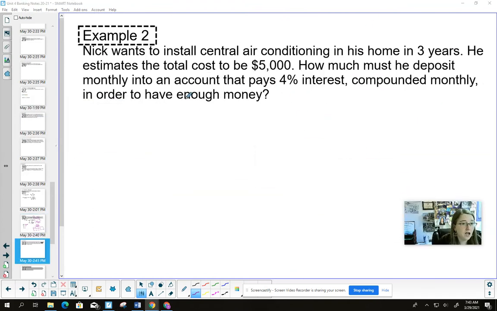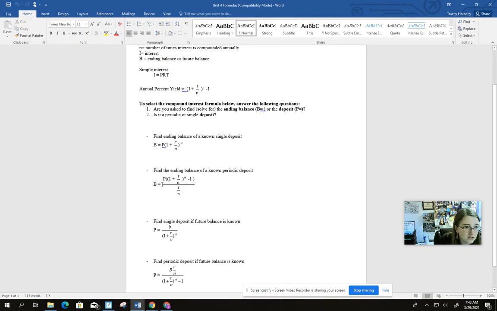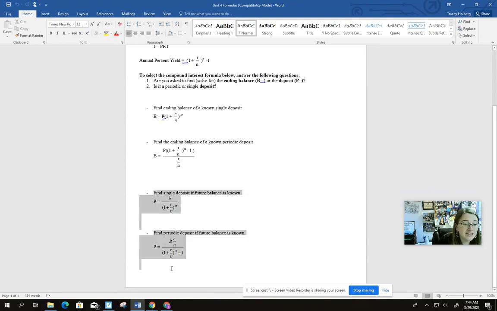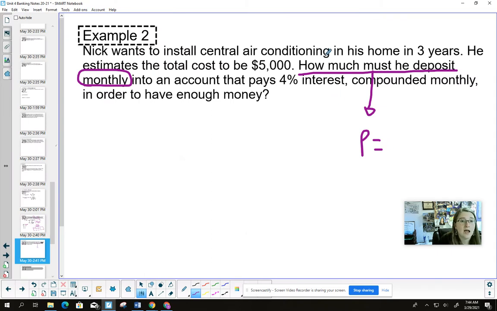So I want to try this next one. Go ahead and read it and see if you can tell how this phrasing is different than the last one. So here's the difference. It says he estimates the total cost to be $5,000. How much must he deposit monthly? Now, because it says how much must he deposit, this is how we know it's going to be a P equals formula. Again, we have B equals for finding the balance, and we have P equals for finding the deposit. How much must he deposit? We want a P equals. But here's the difference. It is periodic because it says how much must he deposit monthly, right? So this is going to be find periodic deposit.